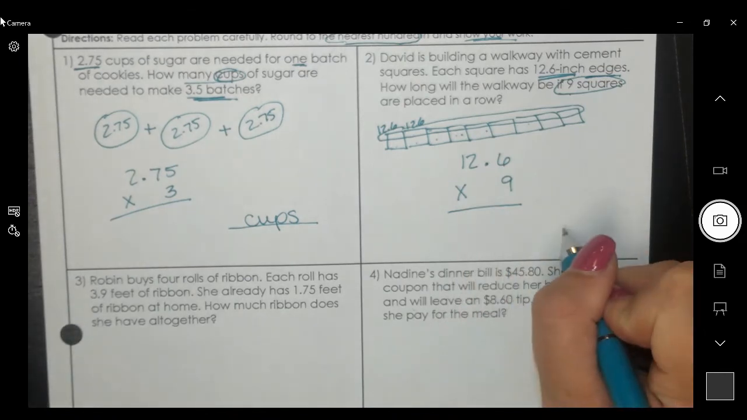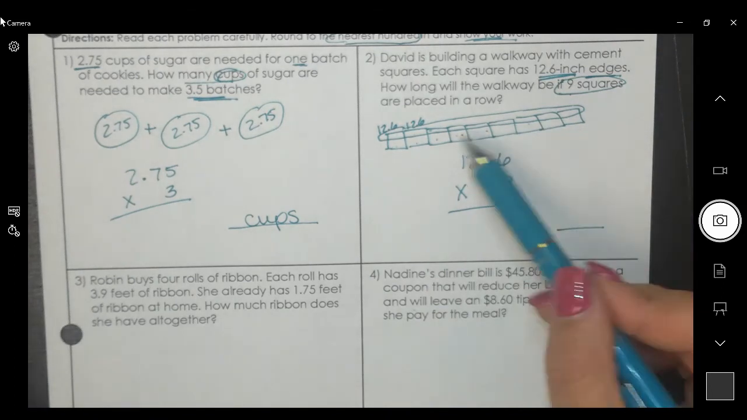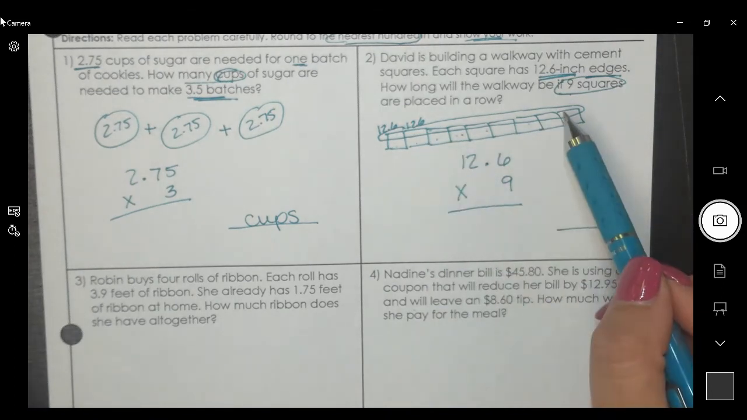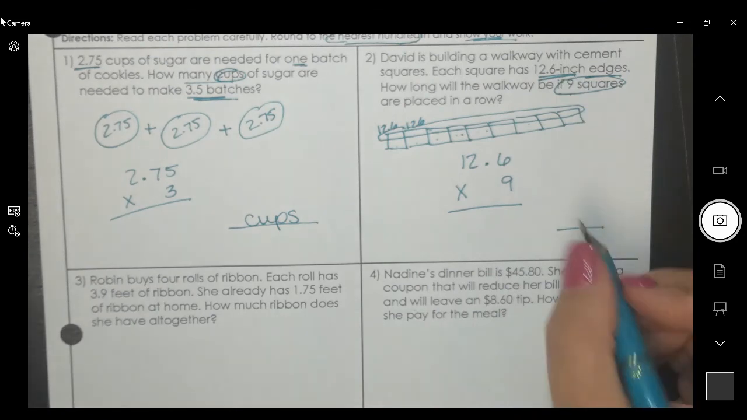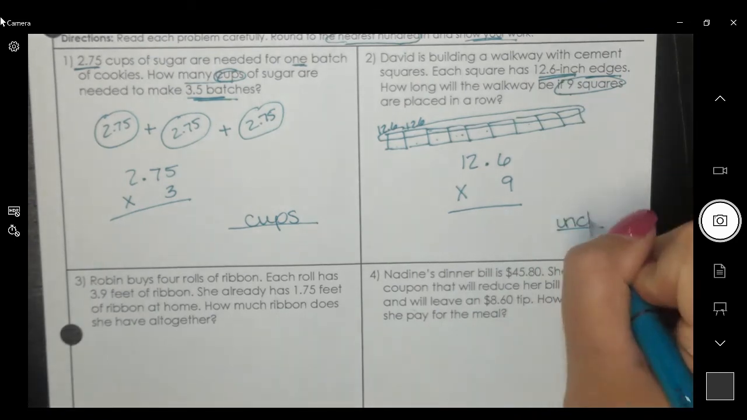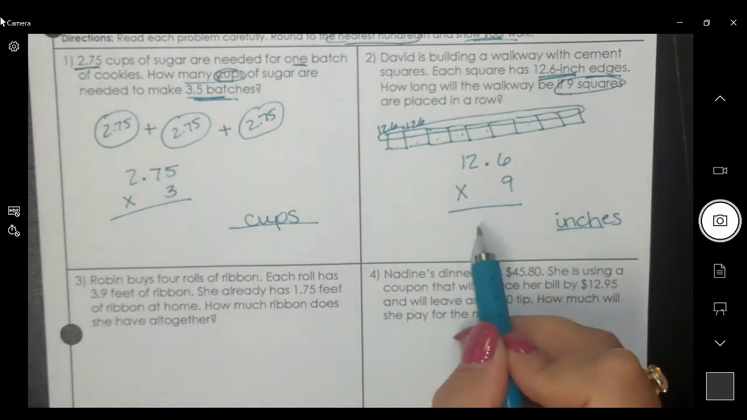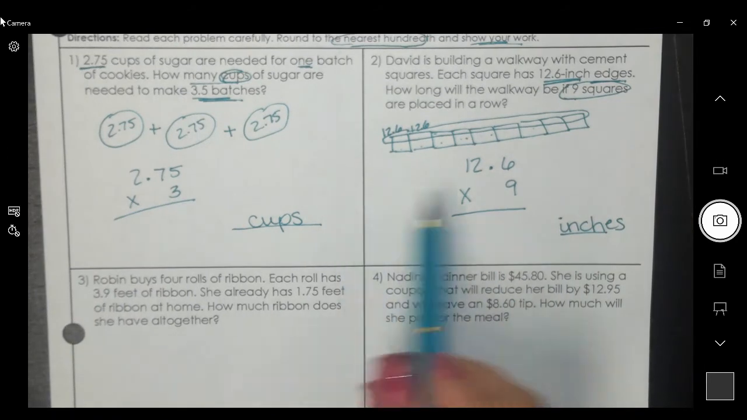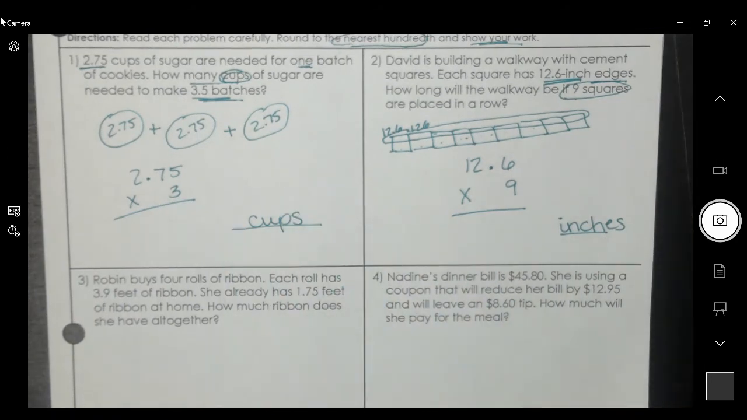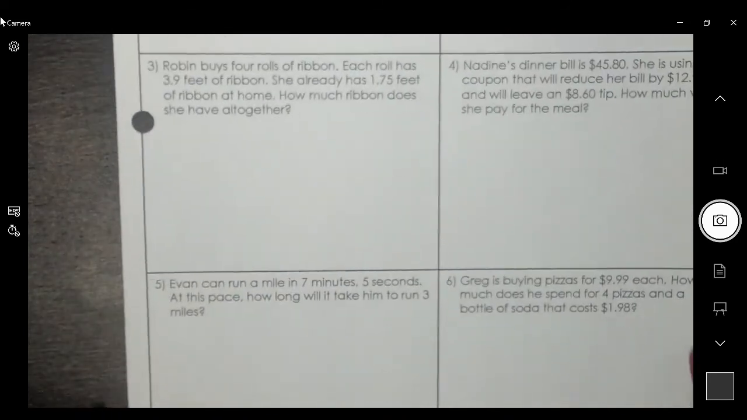And then I need to remember to put my unit of measurement. What are we measuring this in? What unit of measurement are we using when we're talking about length here in this problem? Inches right there. So whatever answer you get here, it's that many inches. Okay? So you should have these 2 set up, and you should be able to work those out on your own. Okay? And you can pause this video anytime you need to.